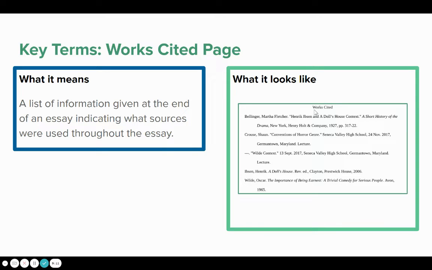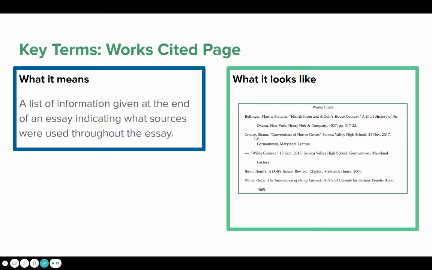And we use the word works to indicate that we read a lot of texts, and that text could be a variety of different things. So it's not a book list. It is a works cited page. These are the works that were cited in this essay. You can see over here that you have a series of texts that are cited in the essay itself, and they are organized by last name. Bellinger comes first because it's the letter B. Krauss comes next because it's the letter C. Ibsen and Wilde. They go in alphabetical order by the last name of the creator of that text.